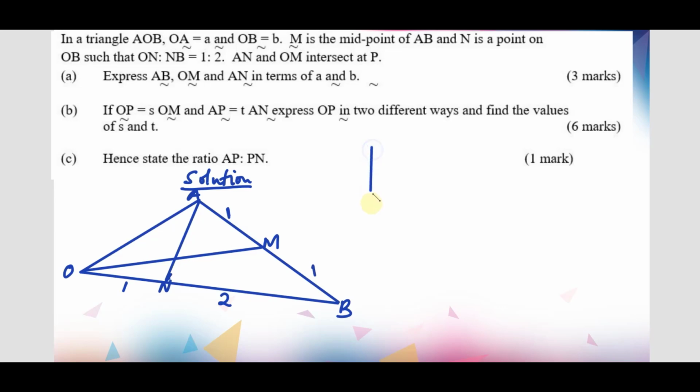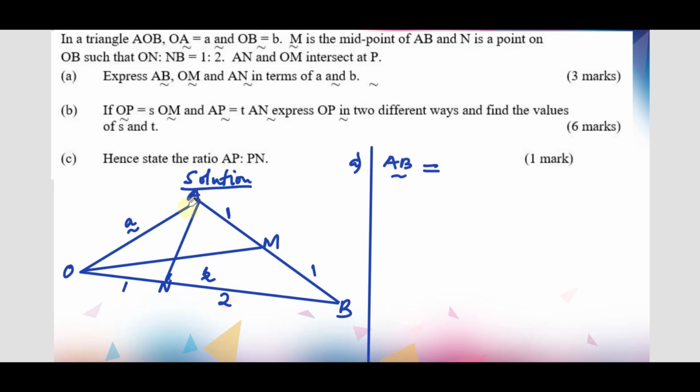Right, now after getting that, the next thing would be to go to question part A. In part A, you're supposed to express AB, OM, and AN in terms of A and B. So we start with vector AB. How do we get vector AB? Before we go to that, we can label these vectors. OA is equal to vector A. Then OB is equal to vector B. So that one is important.